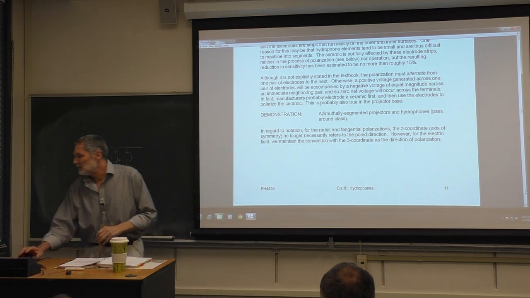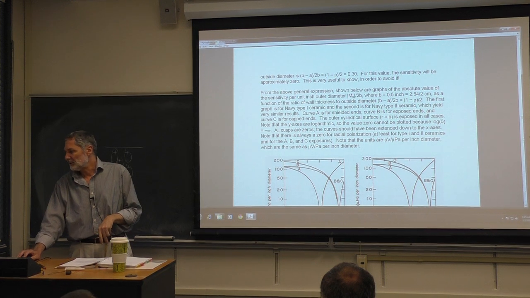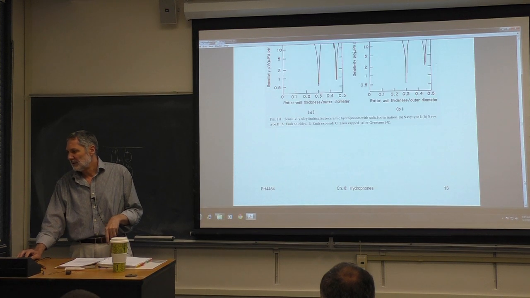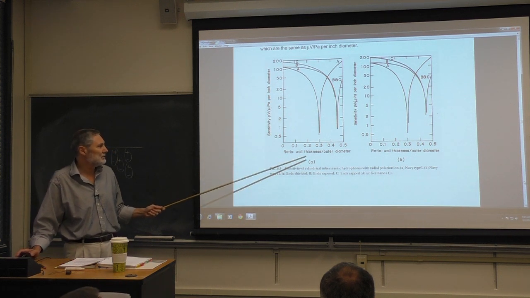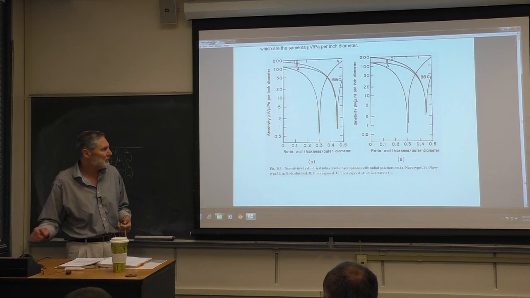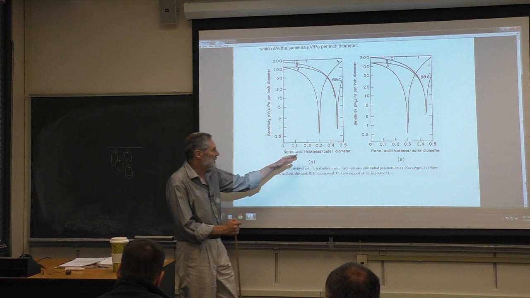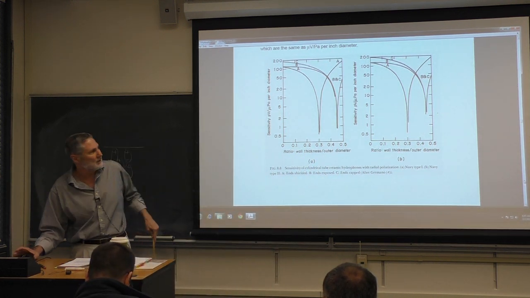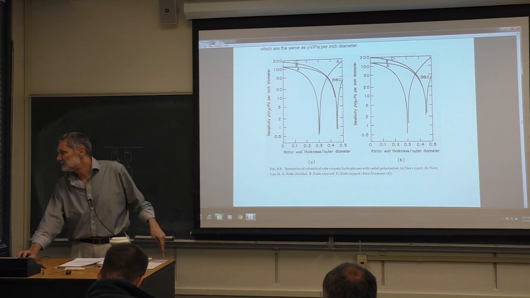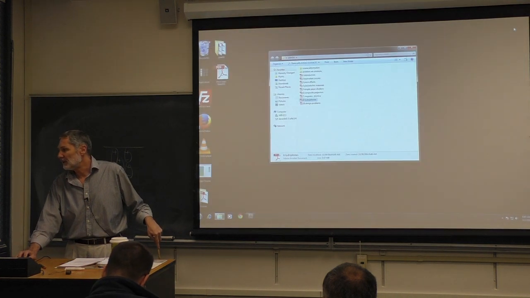So tomorrow we'll begin with the radial, and we'll go through the different polarizations, and Brian has graphs of sensitivity versus the relevant geometrical factor here. And interesting things happen. You can see there's interesting structure here. Okay, anybody have any questions?